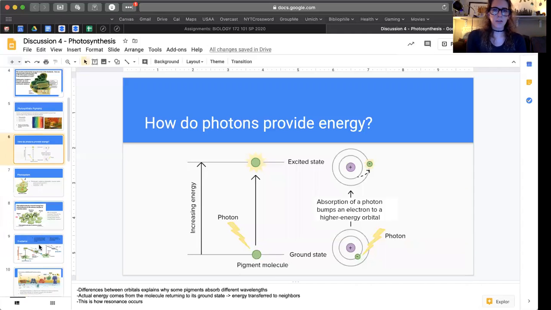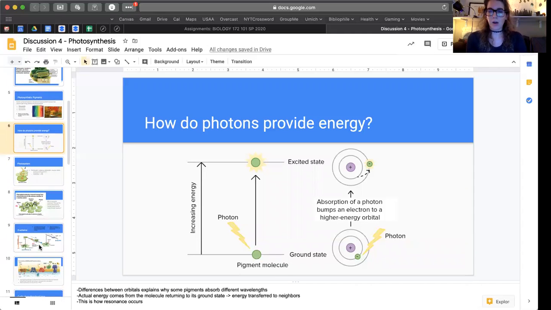Okay, so here is a little chart that shows exactly how photons are able to provide energy to the pigment molecules. You can see here, we have this pigment molecule in its ground state. It's just chilling, nothing's happening to it. And then it gets excited by a photon of a certain wavelength, and it's able to be energized into an excited state.